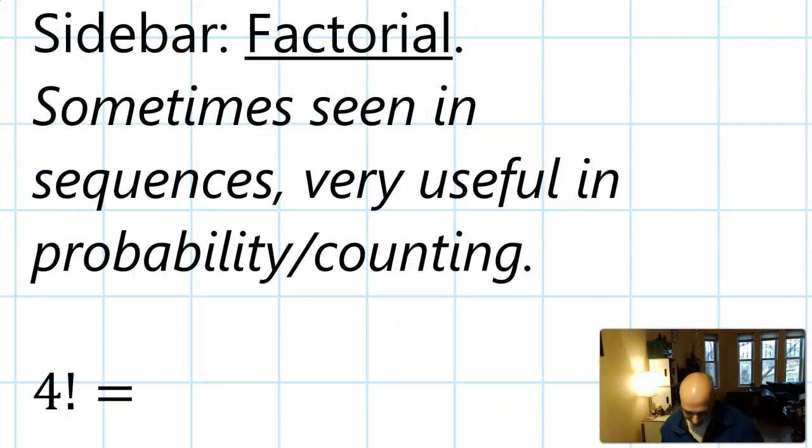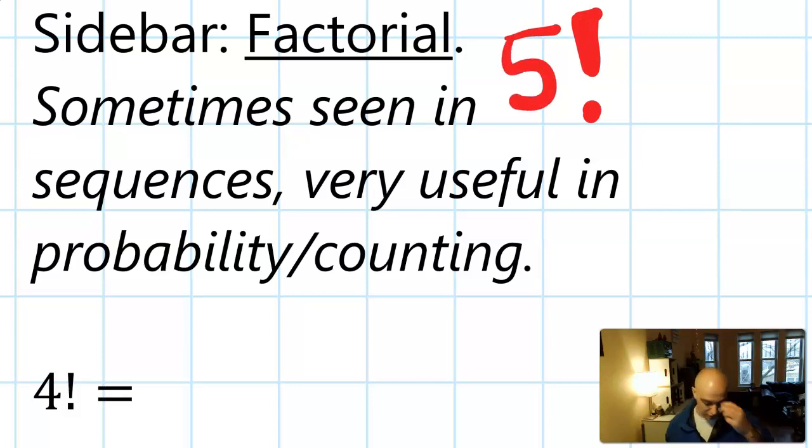All right, to close this video, we're going to talk about something that's not really sequence related, but shows up in sequences from time to time, and it is part of this section, and that's called factorials. Sometimes you see them in sequences, and they're very useful in probability and counting. A factorial is that exclamation mark you sometimes see after a number. So, 5 with an exclamation mark is pronounced 5 factorial.